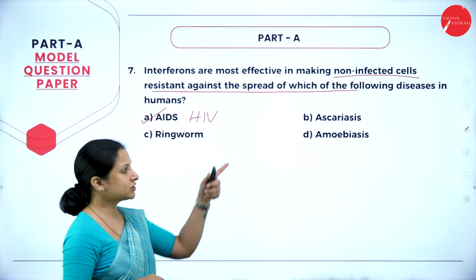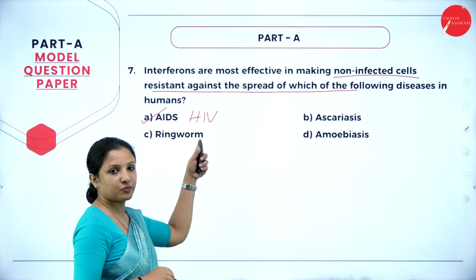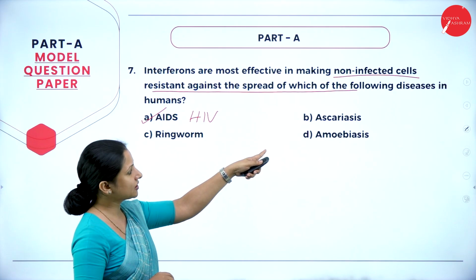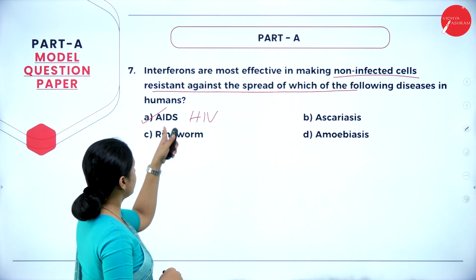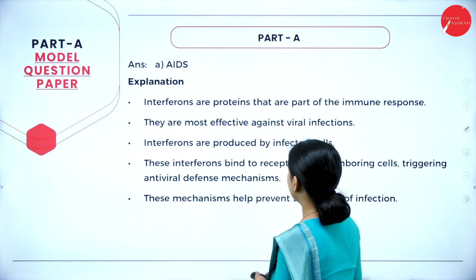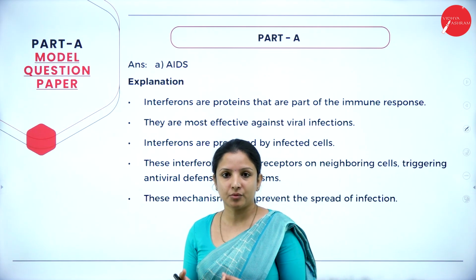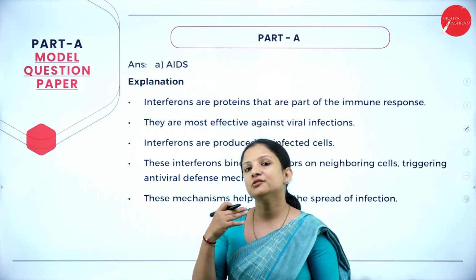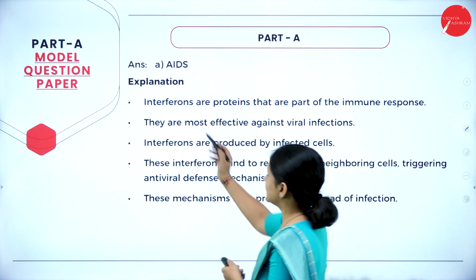Not ascariasis, because ascariasis is produced by a roundworm. Ringworm is produced by Trichophyton rubrum, which is a fungus. Amoebiasis is produced by Entamoeba histolytica, which is a protozoan. So AIDS is the right answer because interferons are proteins produced as an immune response whenever a virus attacks the body, so that the virus does not spread to the neighboring healthy cells in the body. Therefore, the answer is AIDS.